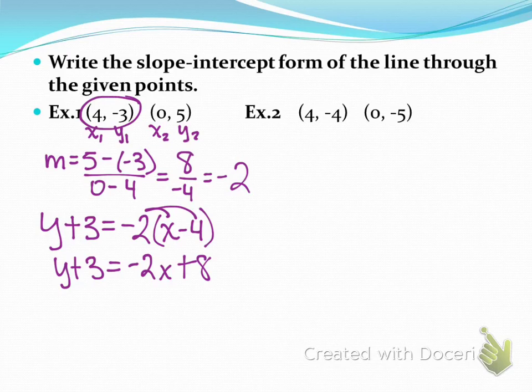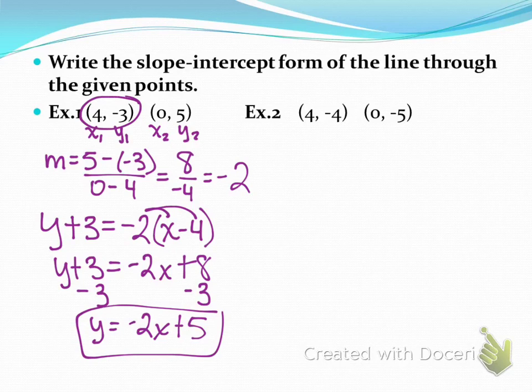And then we still have to get y by itself. How are we going to do that? Subtract. Subtract the 3 on both sides. When we subtract 3 on both sides, we are left with y equals negative 2x plus 5. And that is in slope-intercept form, so we are finished.